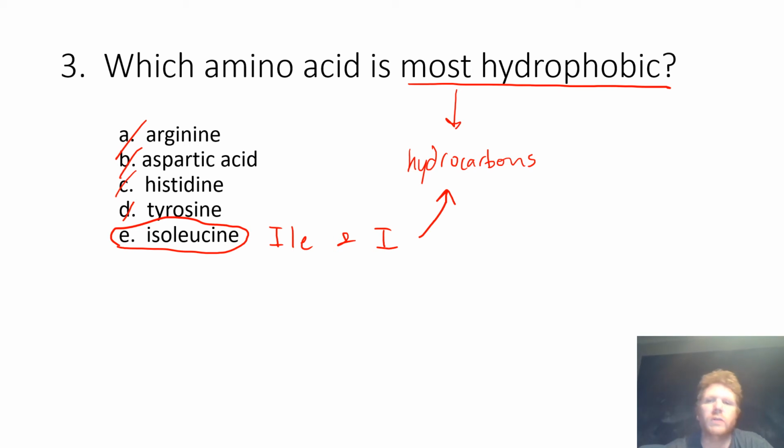If this question were asking for the most hydrophilic residue, well, that would be a little bit tougher to establish, just because once you eliminate isoleucine, you're left with a number of different residues that are fairly polar and can do some hydrogen bonding.